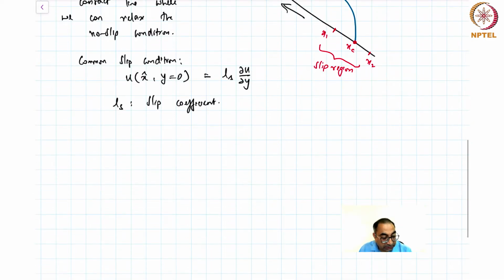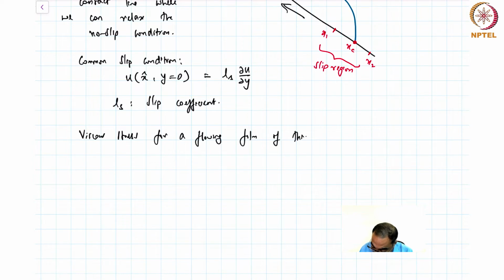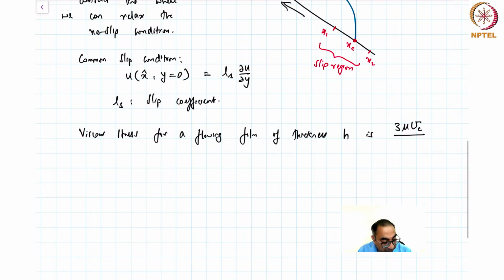And if you put in the slip coefficient, then you can say the viscous stress for a flowing film of thickness h would essentially be 3 mu uc, where uc is the speed of the contact line.